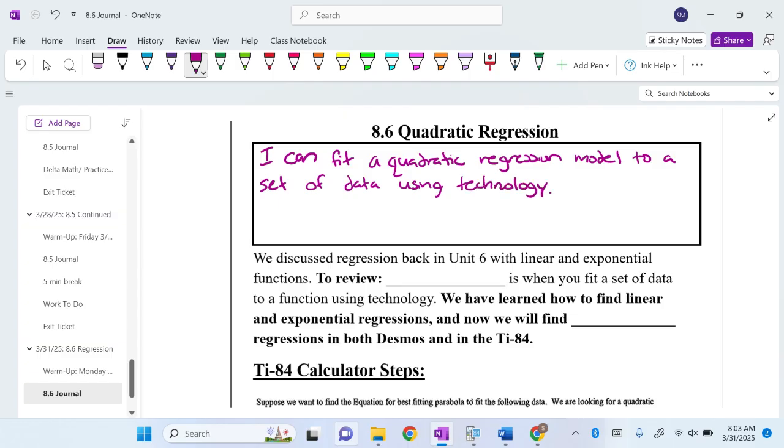So the great thing about regressions is that there's no actual formulas or calculations. It's all in your calculator. So if you know the calculator steps, it's really, really easy. All you have to do is basically find the line of best fit or equation of best fit, and then you can answer some questions about it. But again, it's fairly straightforward.